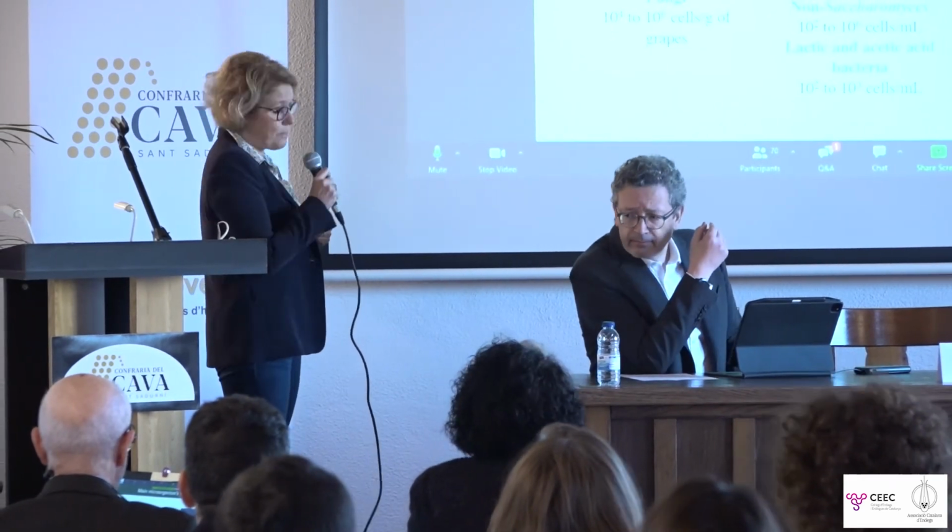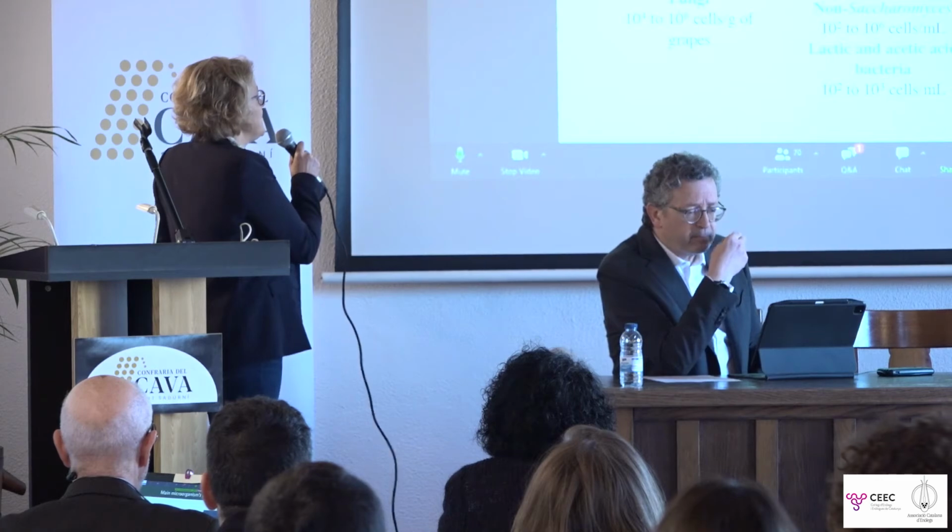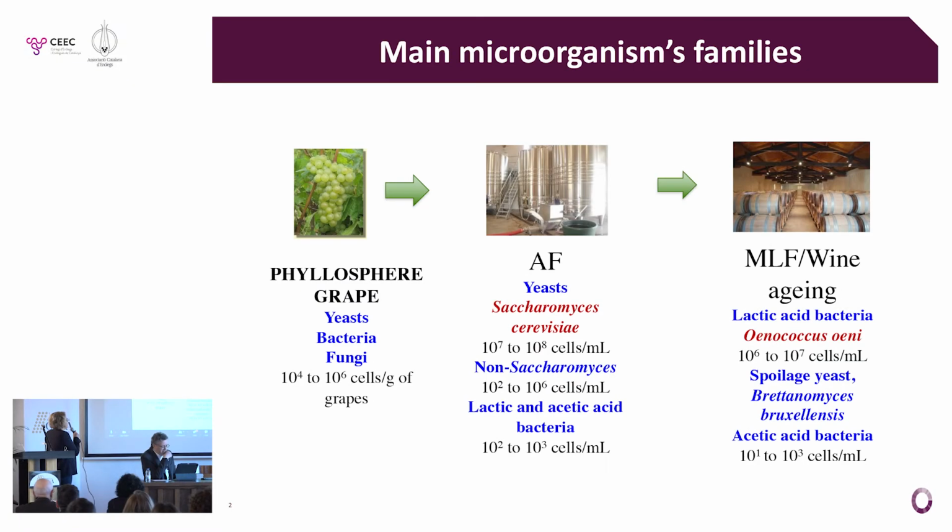So as you know, microorganisms play a key role during the winemaking process. Everything starts at the grapeberry surface, where we have three main different families of microbiota, namely yeast, bacteria, and fungi. Fungi are often, of course, always associated with a decrease of crop quality, crop yield.